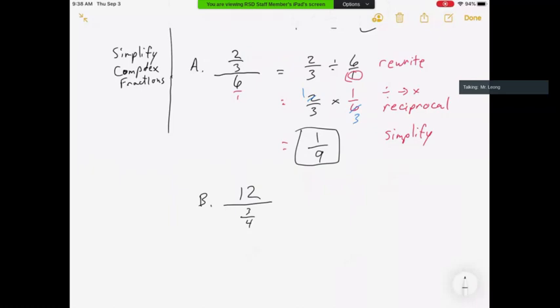Go ahead and try to do this one on your own. I'm going to give you a little bit of a head start, and then I'm going to start working on it. Twelve divided by 3/4.